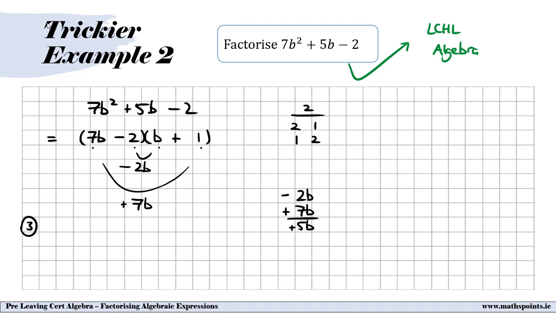So just to check the solution one more time, 7b by b is 7b squared. Minus 2 times plus 1 is minus 2. And then finally minus 2b, the inner product, plus 7b, the outer product, is plus 5b. And so the factorization here, if we just write it over on the right hand side again, is 7b minus 2 on b plus 1. And in this Leaving Cert algebra question, there was further work then to be done with that factorization.